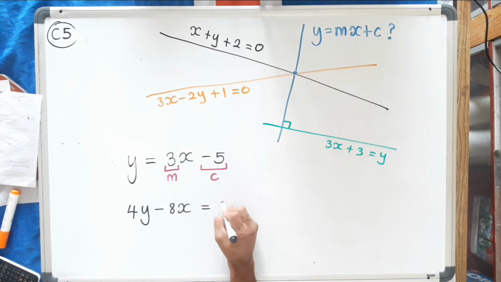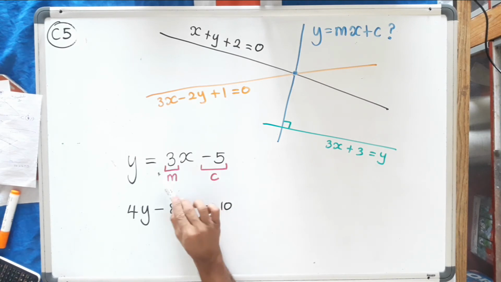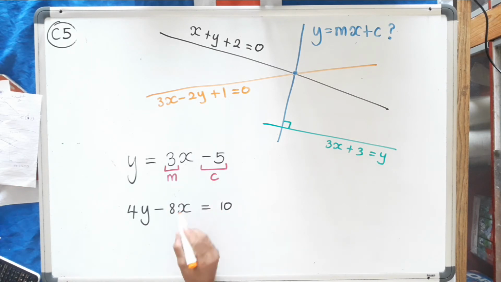Let's make the 10. And I ask you, how much is the gradient? A lot of people would say, well, like in this one, the number touching x is 3. So they would say the number touching x here is minus 8. So your gradient is minus 8. And the number without any x's attached to it would be c. This would be completely wrong.